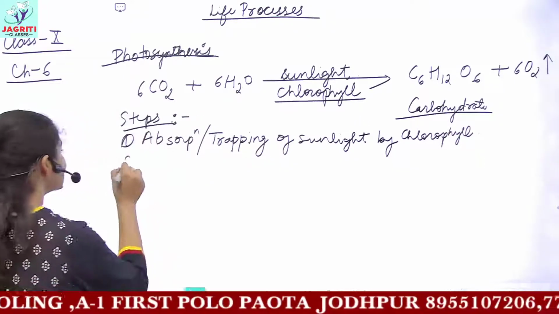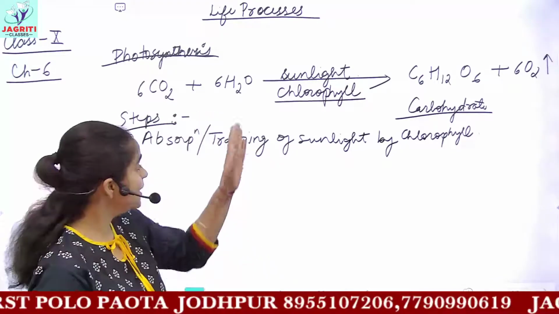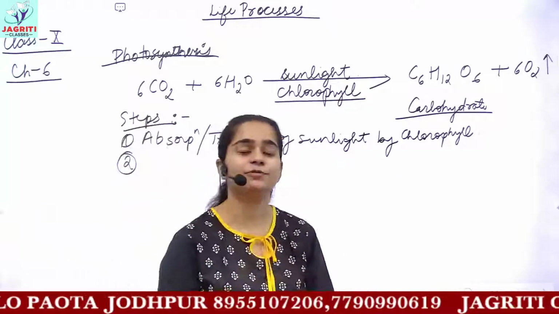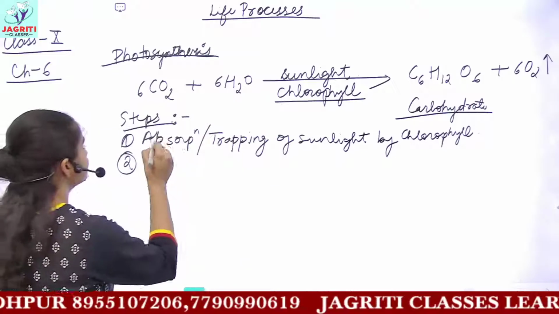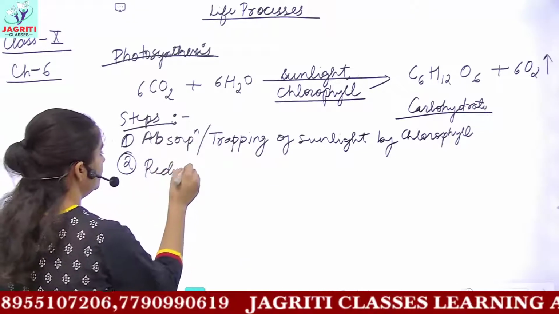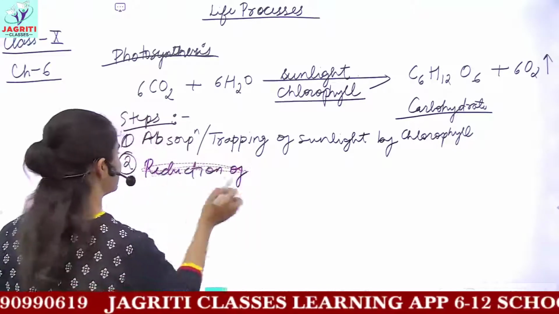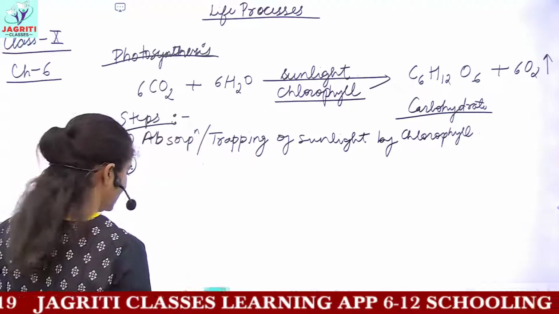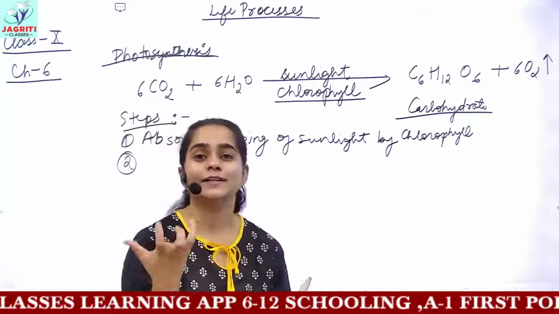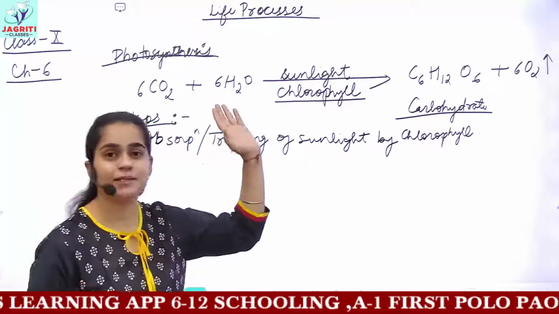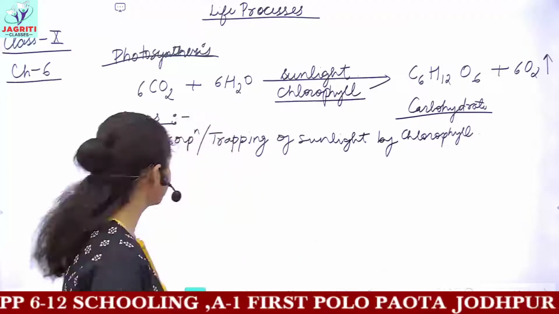Then the next is, after these green plants having chlorophyll trap the sunlight, what's next? Then the next is reduction of, okay, this would be your third step. The second would be that this sunlight is useful for splitting your water molecules. And where do the plants get water from? They get it from the soil.